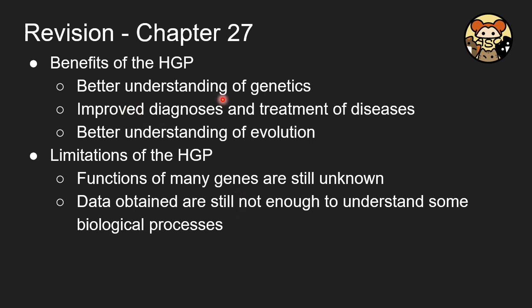The benefit is, first of all, that we understand our genetics more, and then we can use the information to diagnose or treat diseases like cancers, and also have a better understanding of evolution. It is claimed that all humans come from Africa, so by comparing the genomes of Africans and Asians, we can get some ideas about evolutionary patterns. However, there are also some limitations of the HGP. The functions of many genes are still unknown; even though you know there is a gene, its function is unknown. And the data obtained are not enough to understand some biological processes, because you just know there is a gene or a protein.